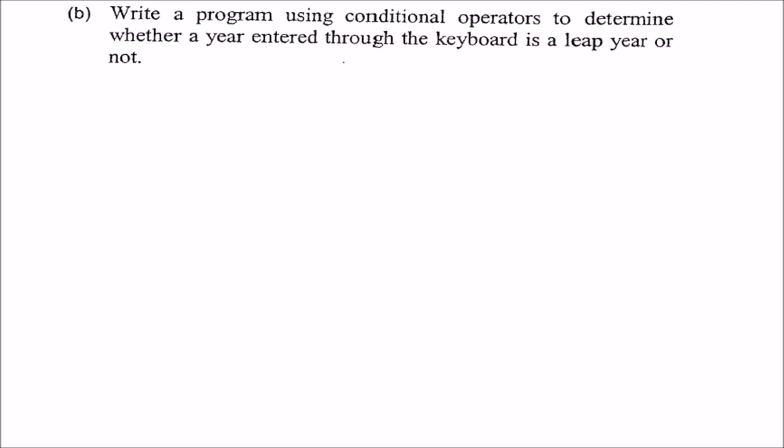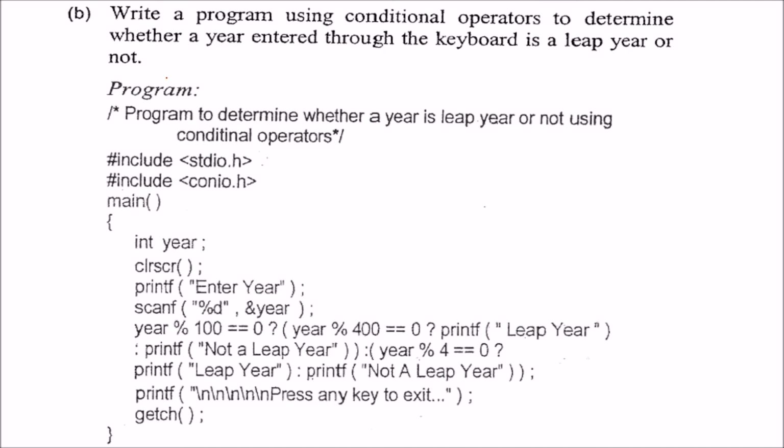Write a program using conditional operator to determine whether a year entered through the keyboard is a leap year or not. How to check this? First, we'll write a comment. You can write any comment. This is just for your understanding. stdio.h and conio.h will be included. We'll input the year, take the year in this variable.